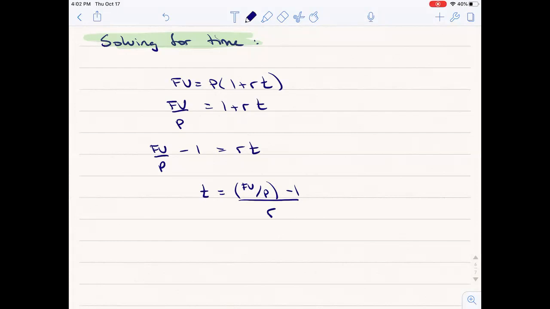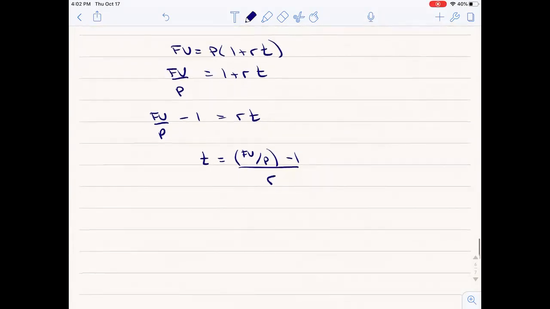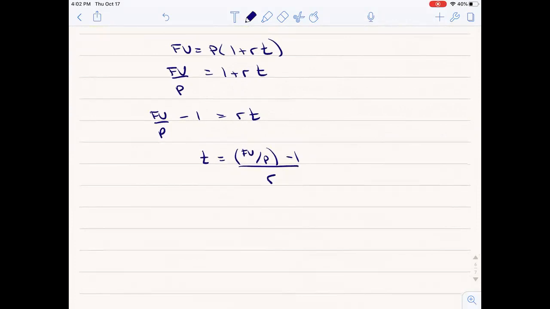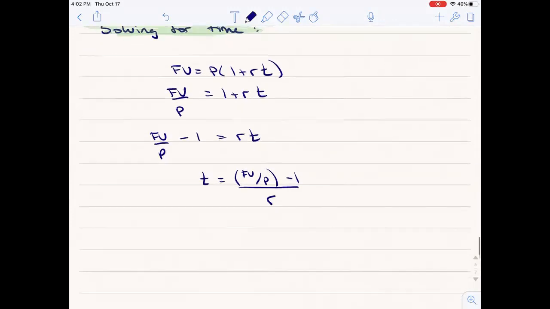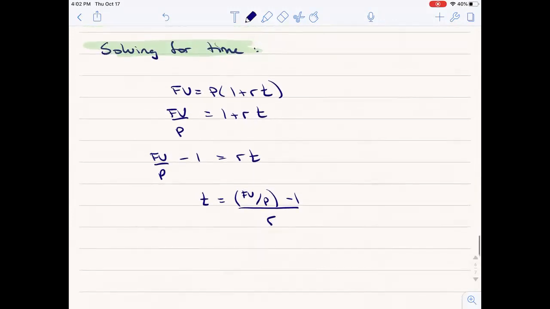Yeah, because we do the same manipulations until we get the R and T multiplied, and so they'll behave the same way. Yeah.